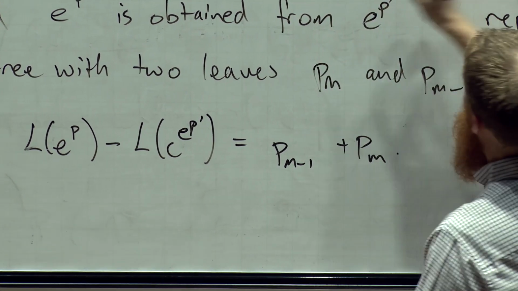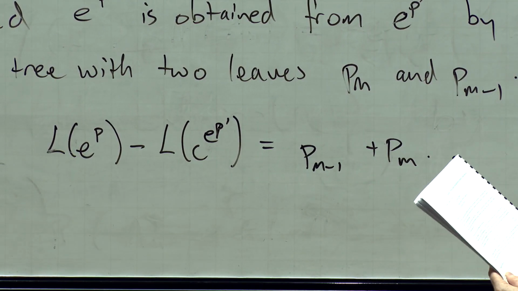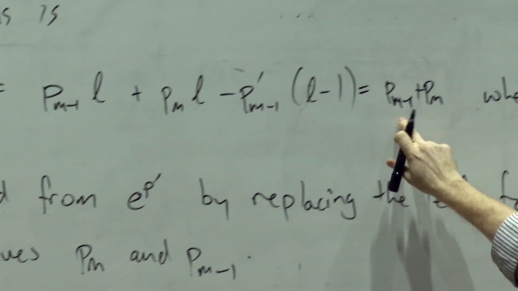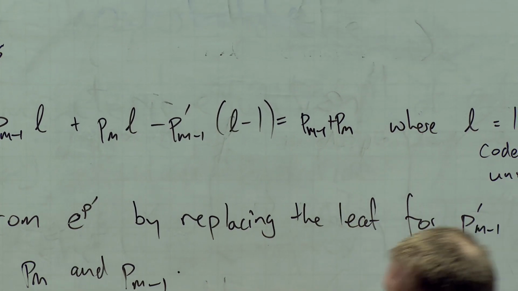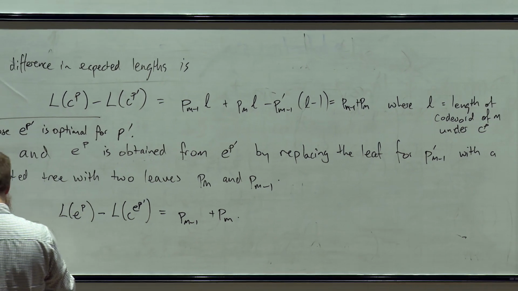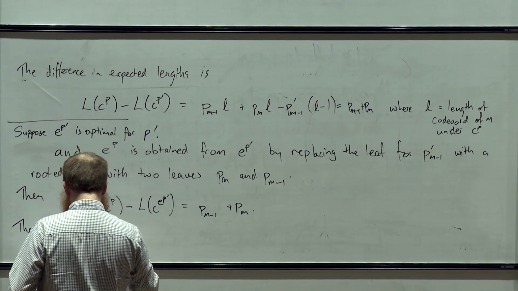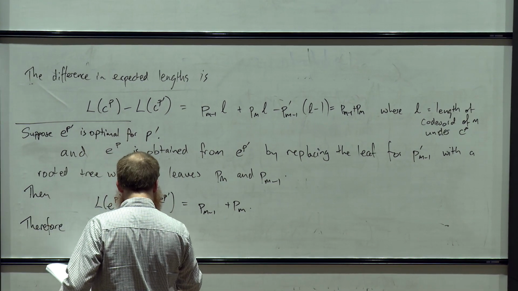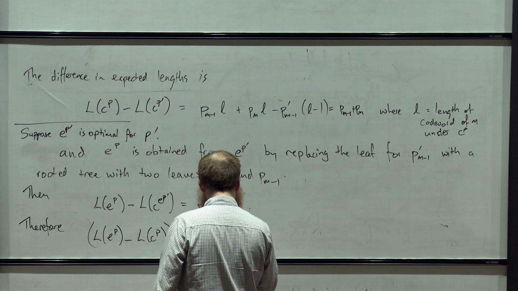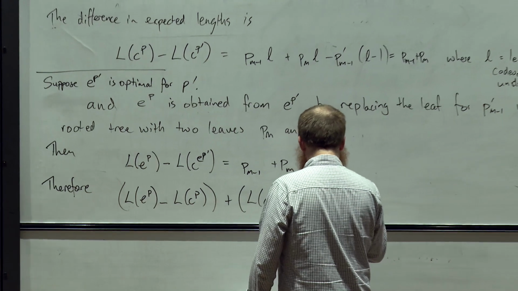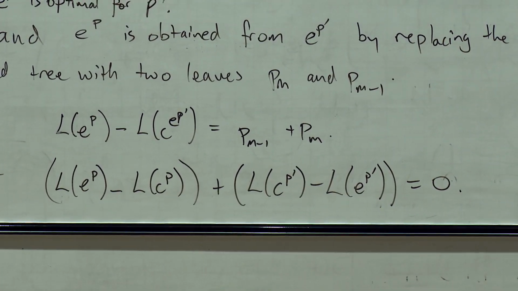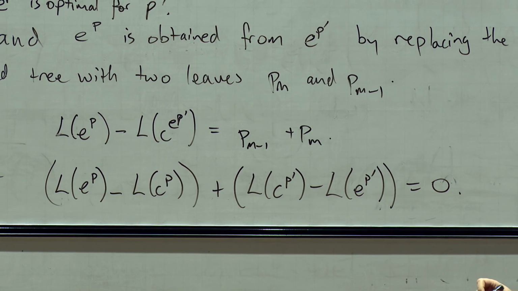Okay, this was equal to Pm minus 1 minus Pm, plus Pm rather. Just simplifying this out, I notice these two things are the same. Therefore, LEP minus LCP plus LCP prime minus LEP prime is equal to 0. Now, why have I done this slightly weird calculation?